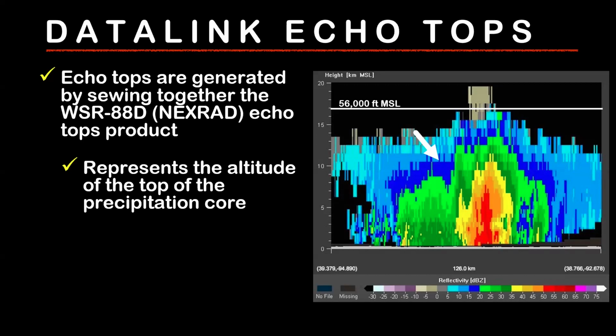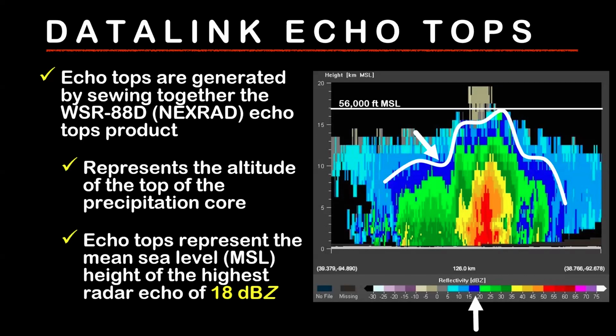So think about a thunderstorm. A thunderstorm has some kind of precipitation core. What we want to find out is, where is the top of that precipitation core? What is the highest point where you see the 18 dBZ level? We know that the NEXRAD depiction is based on decibels of Z, where Z is the reflectivity parameter. So we find out where is the highest point where 18 dBZ occurs. You can see here the white squiggly line connecting the dots of that 18 dBZ level.